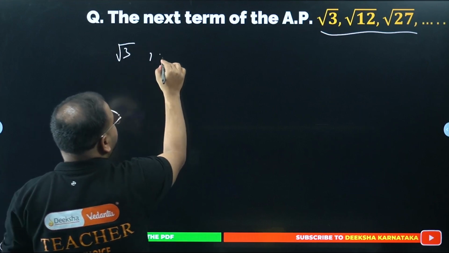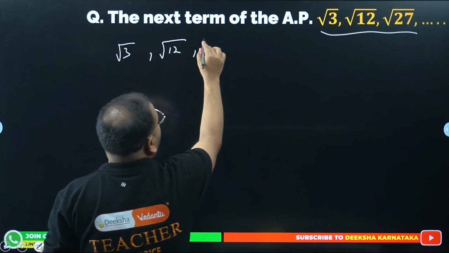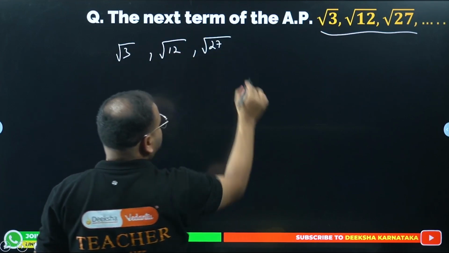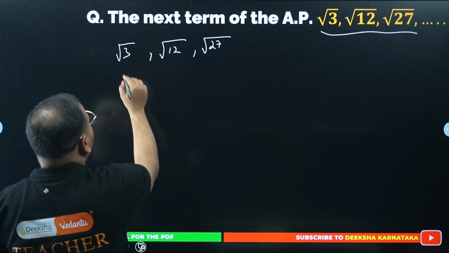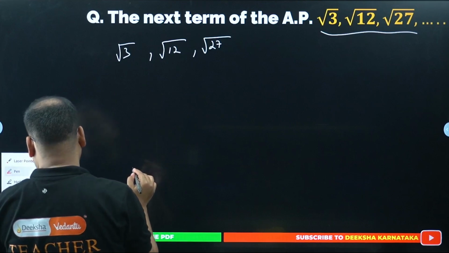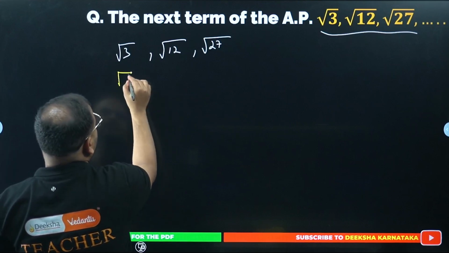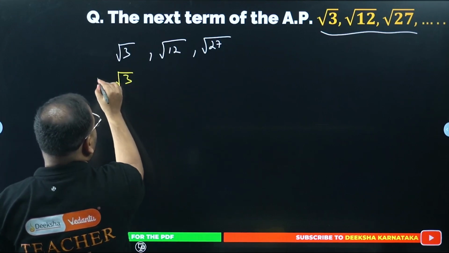Root 3, root 12 and root 27. Great, sir. Can we simplify root 3? No, sir, we cannot simplify root 3 anymore. So let's write it as root 3 only.